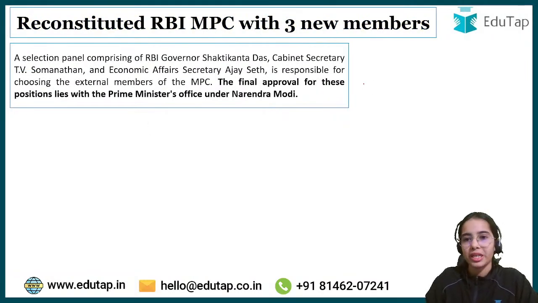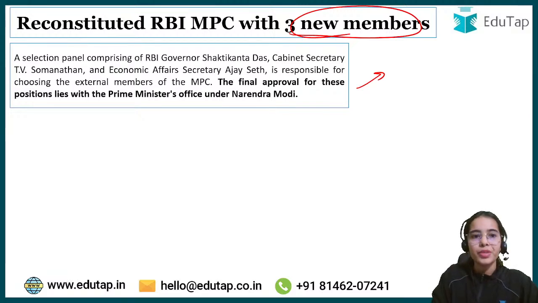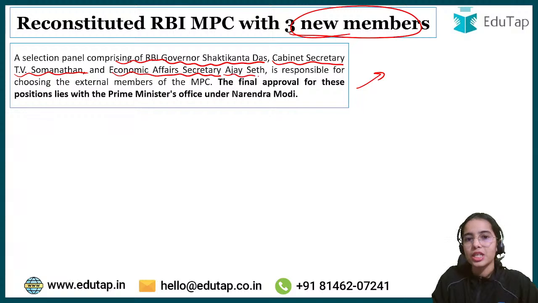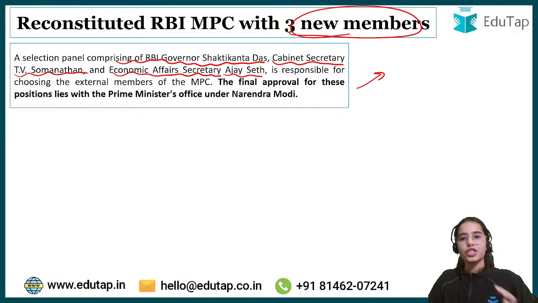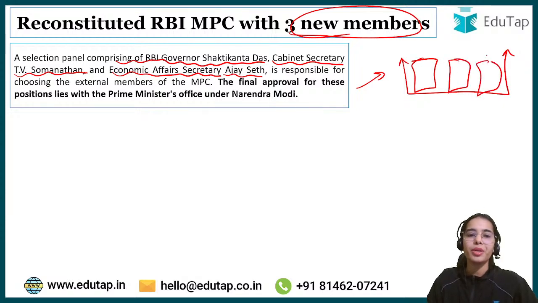Now a selection panel. How are these 3 new members selected? Are they selected by the Prime Minister? Are they selected by a special committee? A selection panel comprising RBI Governor Shaktikanta Das, Cabinet Secretary TV Somanathan, and Economic Affairs Secretary Ajay Seth is responsible for choosing the external members of the MPC. So a selection panel sits, comprising the RBI Governor, Cabinet Secretary, and Economic Affairs Secretary.